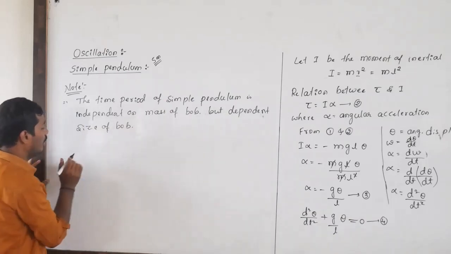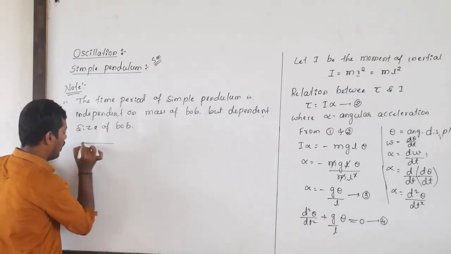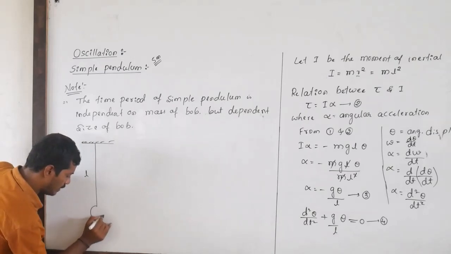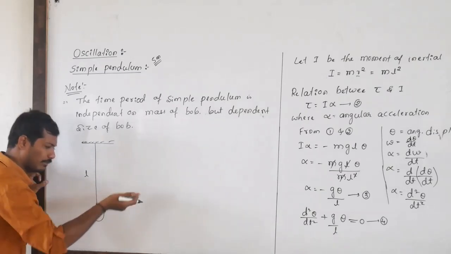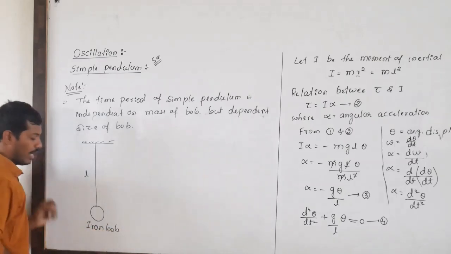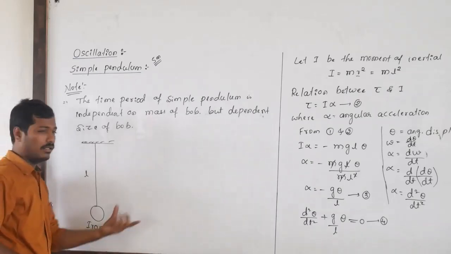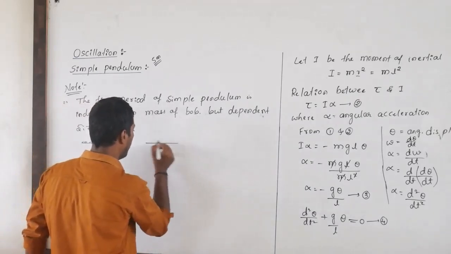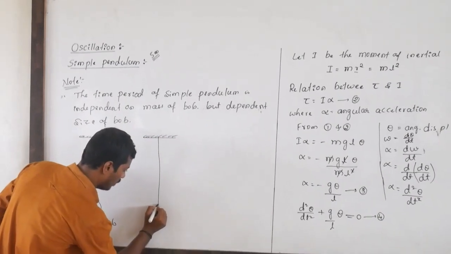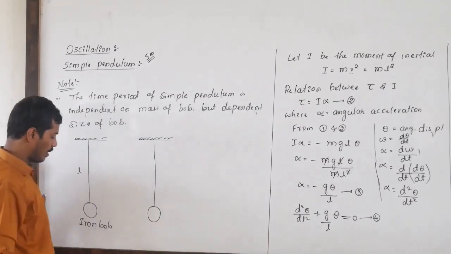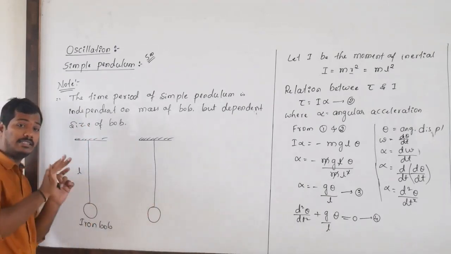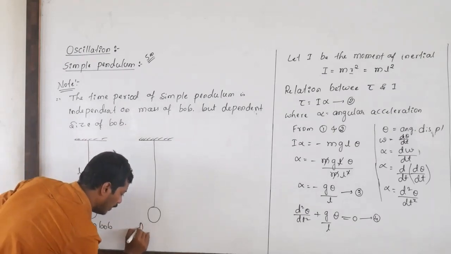Okay. Now, one thing, I'll take one iron bob here. The length of the string is the same. Its mass is there. This is called the iron bob. The iron is more massive than some other plastic bob. And I'll take another one, a plastic bob or aluminium bob or something. The length of the string is the same. The size of these two bobs is also the same.